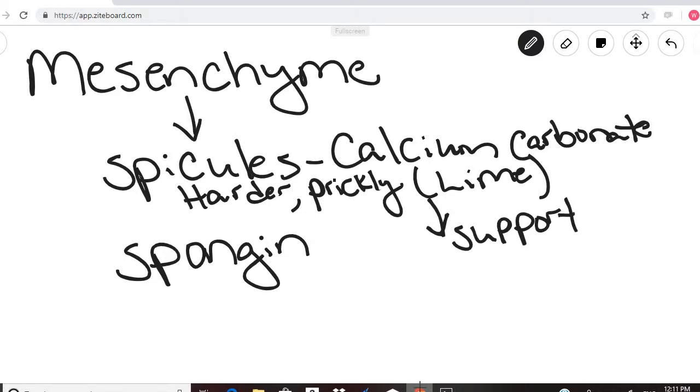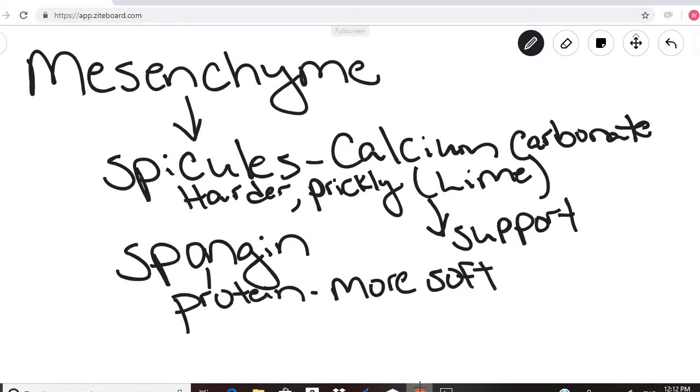Then there is also a kind of web of protein that is called spongin, and this tends to be more soft, not so hard and not so prickly. Most of the sponges that we use today for cleaning are artificial sponges, but we used to use natural sponges for cleaning and for bathing, and usually the ones that we would use for bathing or cleaning contain this spongin because it's a softer material.